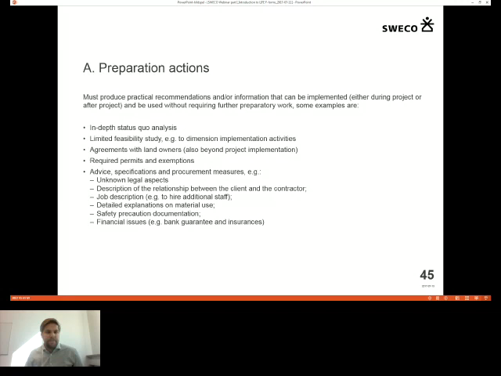Then advice, specifications, procurement measures. For example, that you need a lawyer, or some legal expertise at least, to look into legal aspects of your project that you do not know yet. If something has popped up, this is a quite common thing to put in. It can be a description for the contracts between client and contractor for, for example, land works. It might be job descriptions to hire the project manager. This is quite good to put in here too. It will give you a few hours to manage the recruitment, or at least make the recruitment process cheaper.